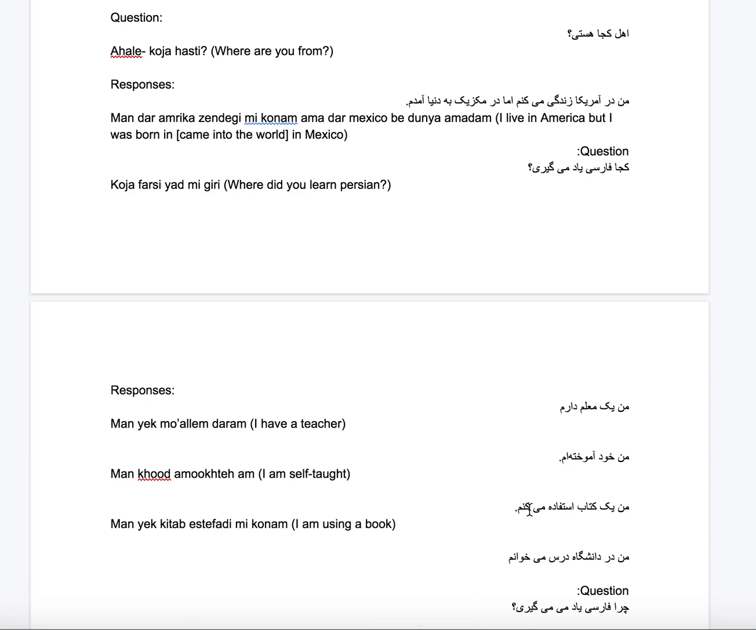Now, remember, guys, this is not maybe the most idiomatically simple way to say this, but I'm trying to teach you as many words as possible. So, estefade kardan means to use. Ketab means book. Yek means a. So, I, a book, am using. All right? Or you can say something like man dar daneshgah dars mikhunam. I am reading, studying in university.